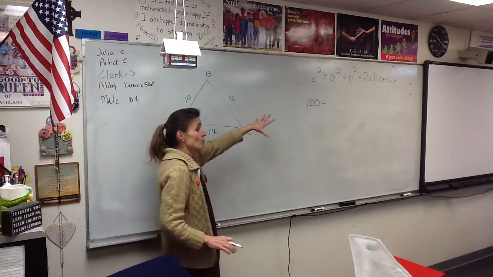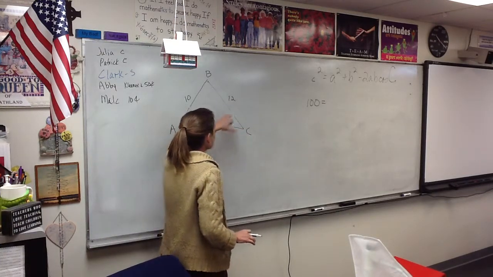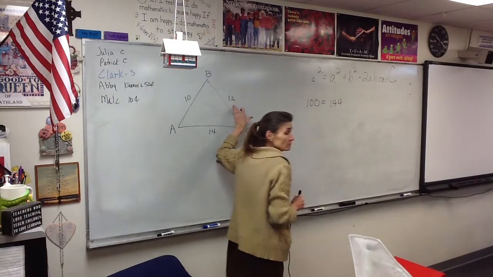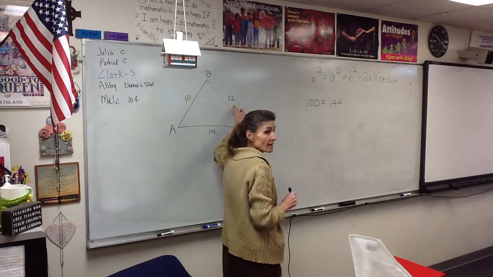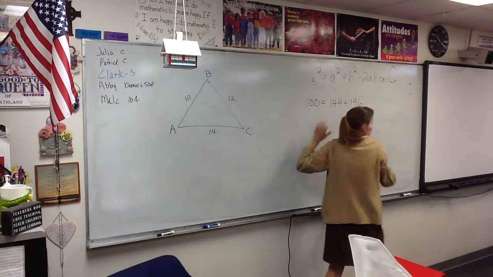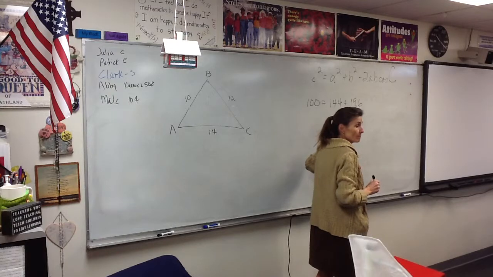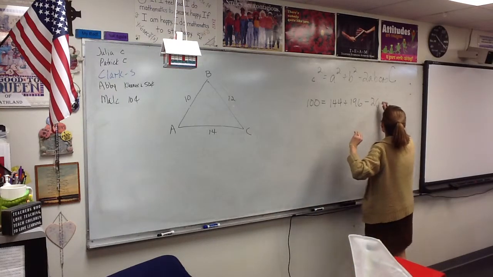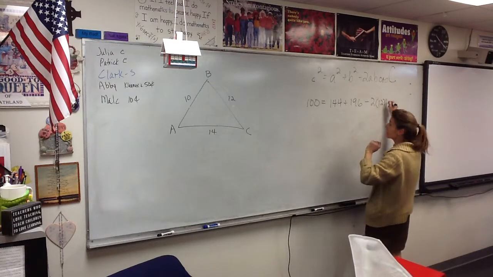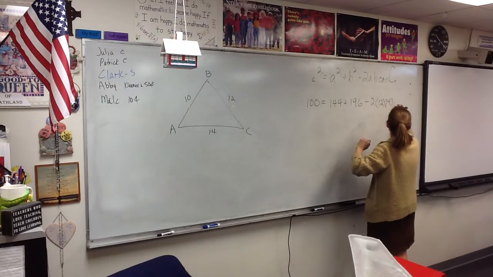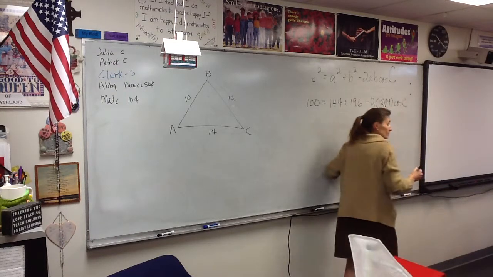So what's 100 going to equal? 100 is going to equal 144. You see where I got that? Plus 196. See where I got that? Minus 2 times 12 times 14 times cosine C.